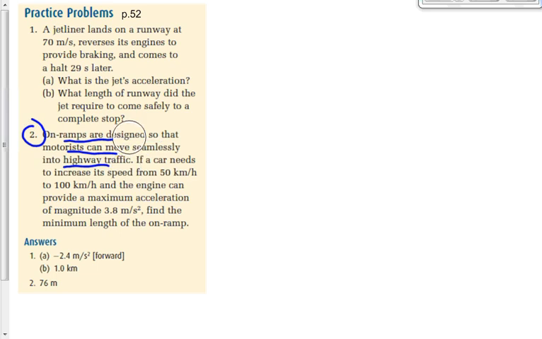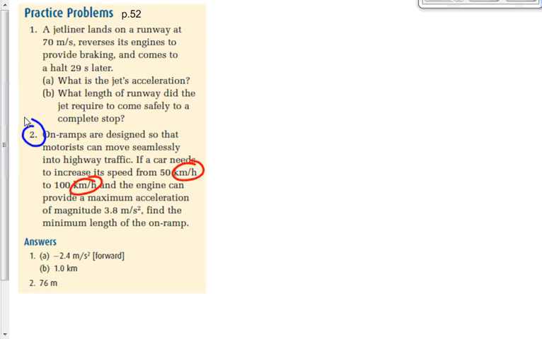If a car needs to increase its speed from 50 to 100 kilometers per hour in a normal on-ramp, and the engine can provide a maximum acceleration of 3.8 meters per second squared, what's the minimum length of the on-ramp? I'm going to circle these kilometers per hour because we know that we don't want to be in kilometers per hour. When we were doing speed and velocity, kilometers per hour was okay. When we do acceleration, it's not okay. We need to be in meters per second.